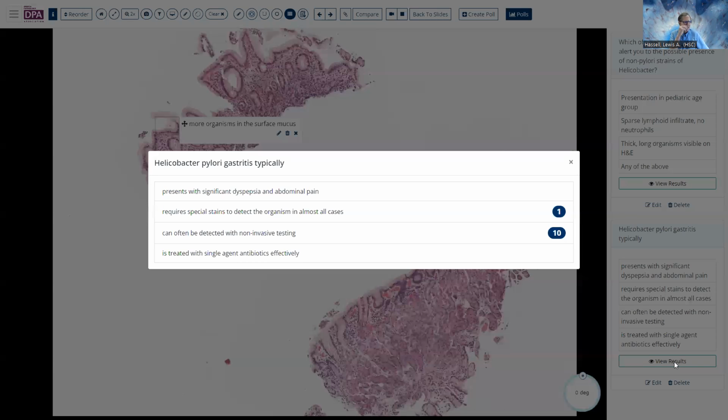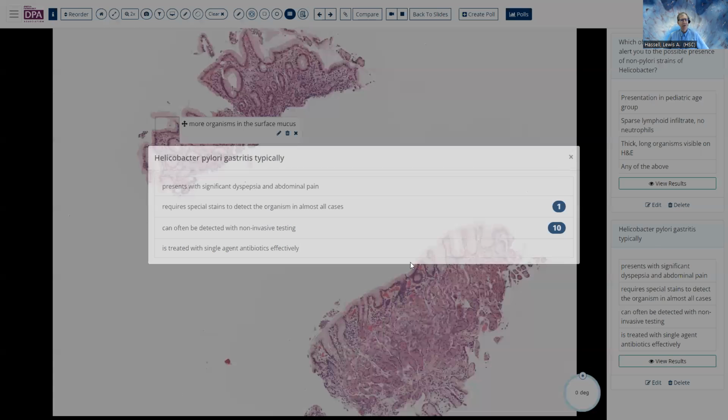Helicobacter pylori presents oftentimes with minimal symptoms, maybe just mild dyspepsia. Abdominal pain is uncommon, and usually does not require special stain. So if your hematoxylin is good, you should be able to see this organism in most all cases if you look. And of course, it can be detected with non-invasive testing, such as urease breath testing, stool testing, and serologies as well. But it typically requires a triple antibiotic therapy to fully eradicate. So there we go with that one.